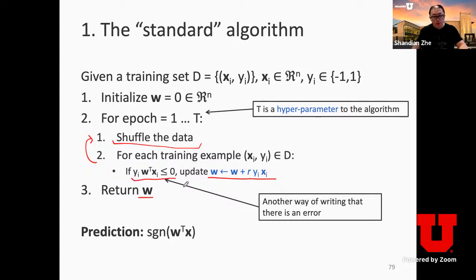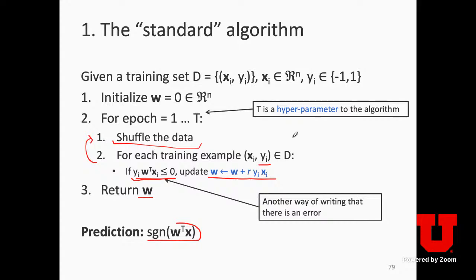In practice, we often use this inequality to test whether our prediction is correct or not, rather than first taking the sign of this inner product, which is the sign of the prediction score, comparing this sign with the ground truth label, and then deciding to update or not update. So this is the whole set of algorithm steps to implement the standard perceptron in practice. Any questions so far before we get into a little more detail?